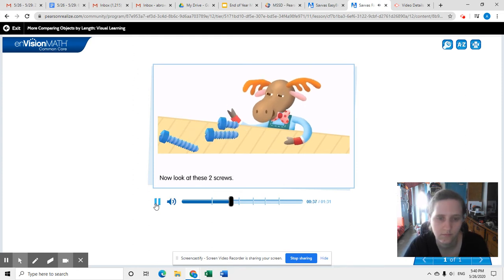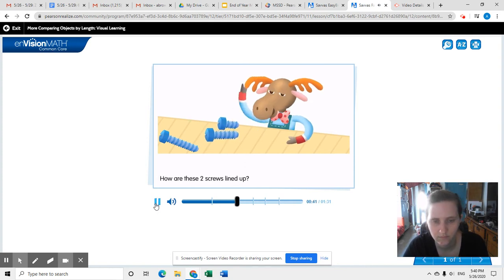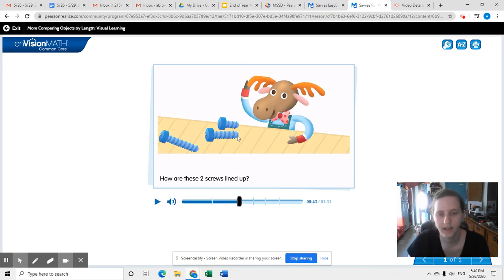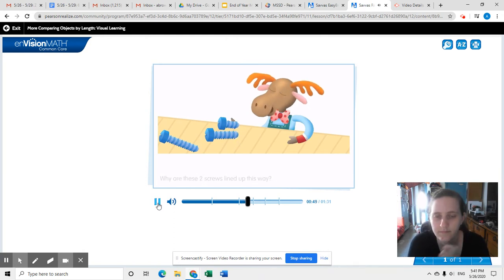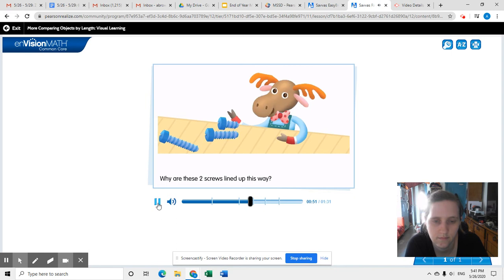Now look at these 2 screws. How are these 2 screws lined up? They're lined up with the ends together so that you can tell the length. They are lined up so that they are even at one end. Why are these 2 screws lined up this way?